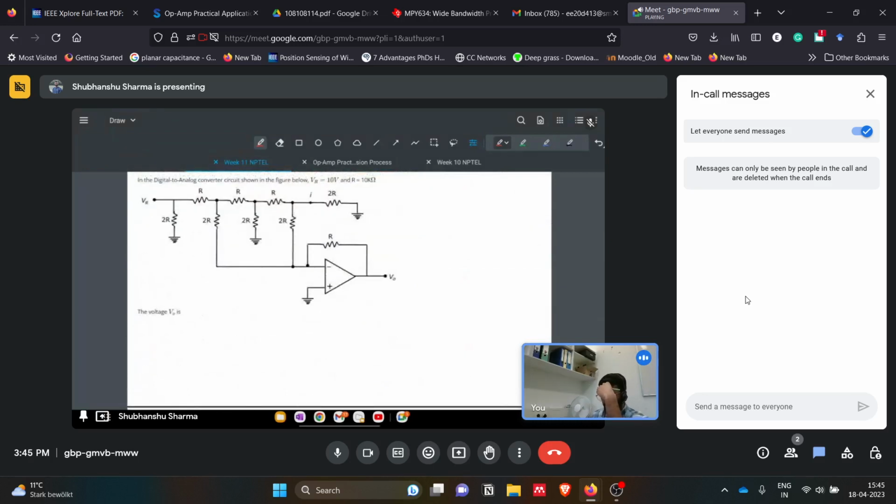In the digital to analog converter circuit shown in the figure below, VR equals 10 volt and R equals 10 kilo ohms. So we have to find the voltage V naught. We'll find this I also.